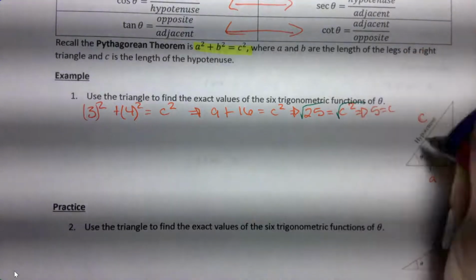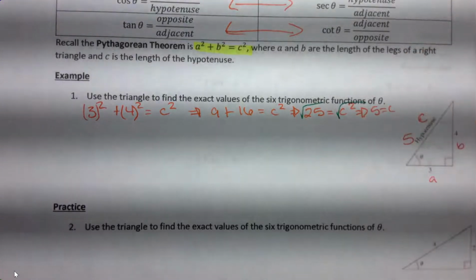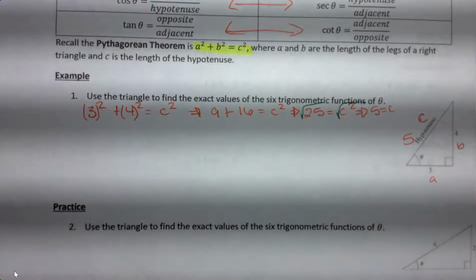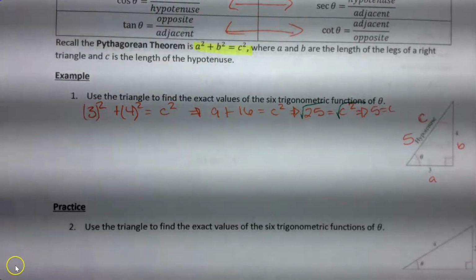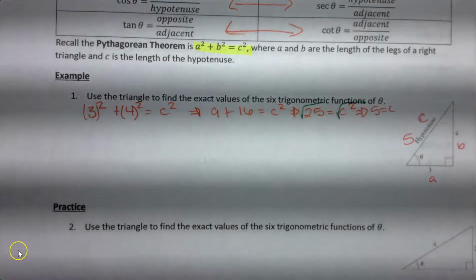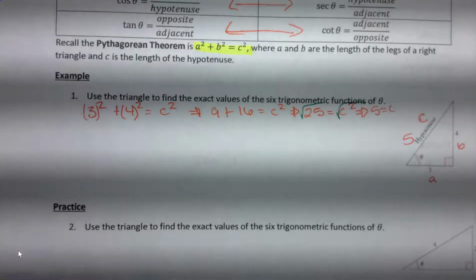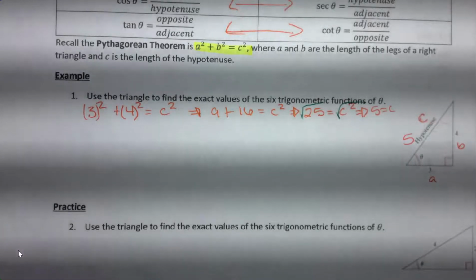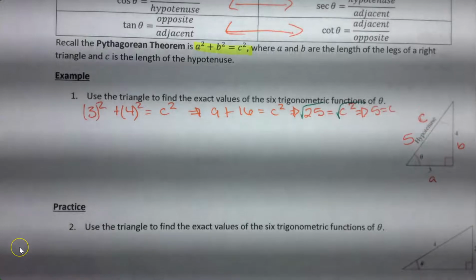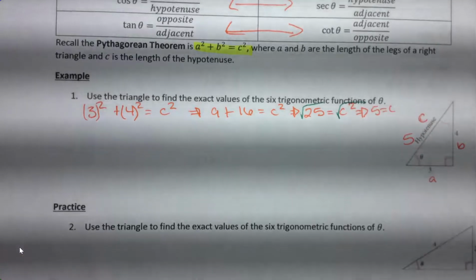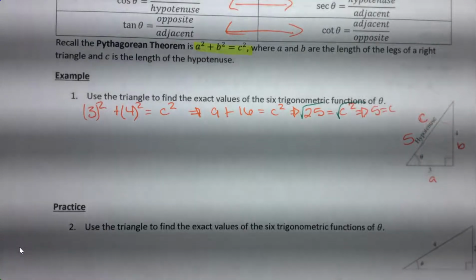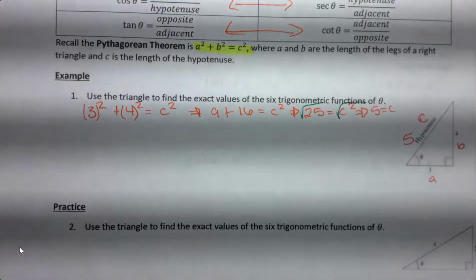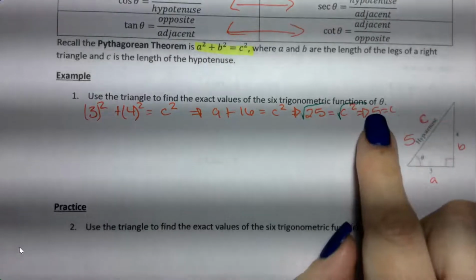Which is 5. So I'm going to write that over here. Sometimes when you're doing this, you will get radicals. If you get a radical, you want to first see if you can simplify it. Remember, we did that last semester, I think in chapter 1, where we were simplifying radicals. And if I can't simplify it nicely like I did here, I can leave it as a radical.